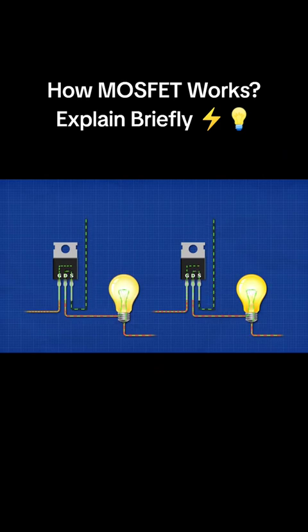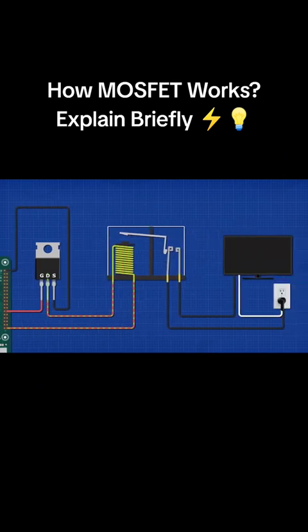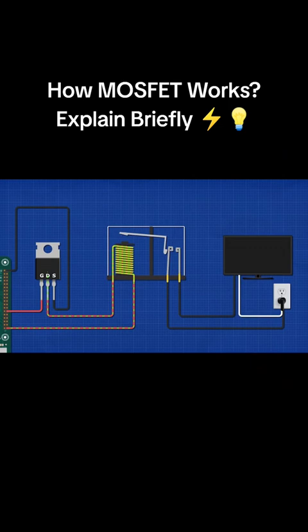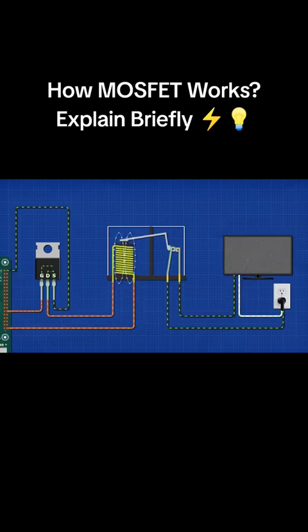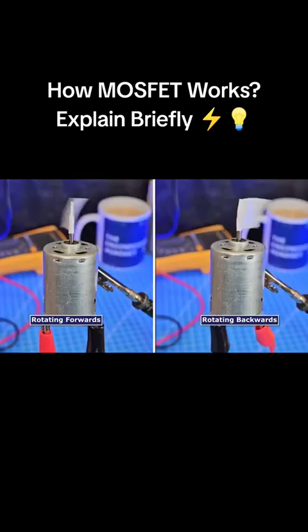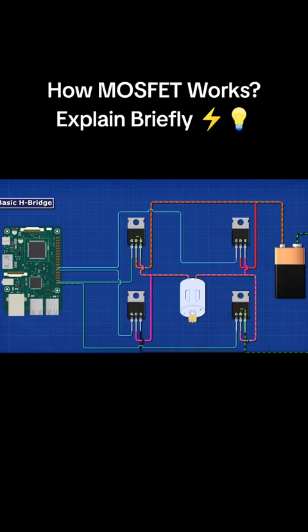Instead of a lamp, we could control a relay, and the relay can control an AC circuit. And that means we can turn an appliance on and off automatically and even remotely. We could also control the speed of a DC motor. The motor can rotate forwards or backwards depending on how we connect the power supply. But using Mosfets, we can automate and change the direction.